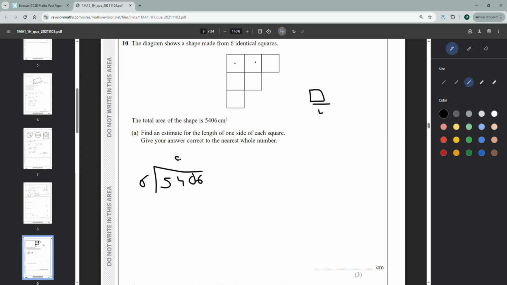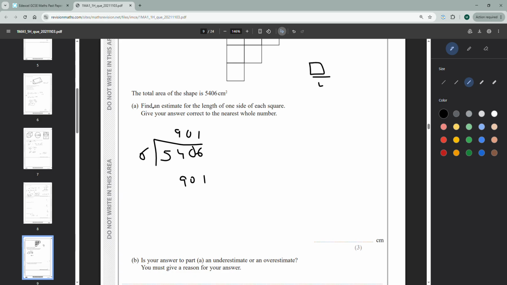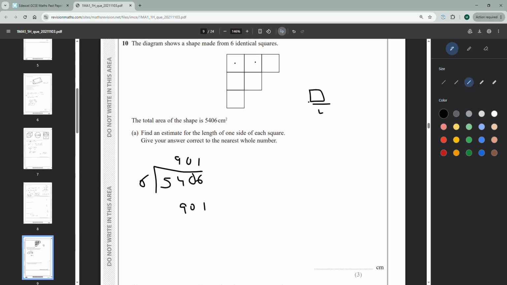Oh, it's not working. Alright, 9, and then it's going to be 0 there. 9 over 1. Alright, it's actually an estimate. Okay, no, I think I should have done 5400, which makes sense for 900. Alright, so we got 901, and to find out the length of it, how do we do that? Okay, this whole thing is 901.